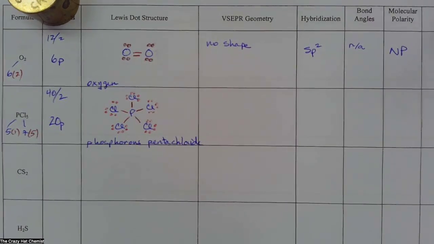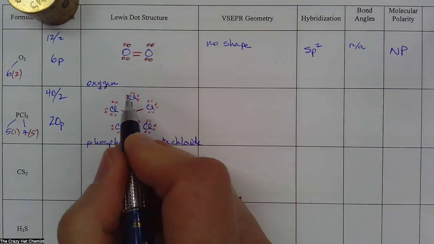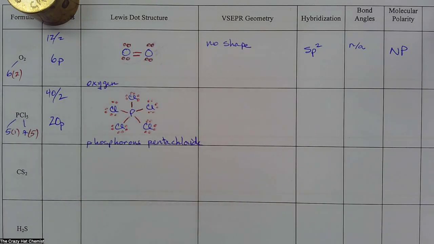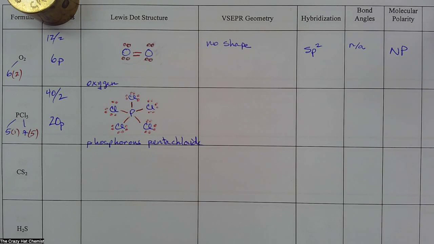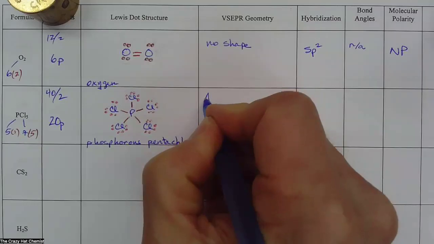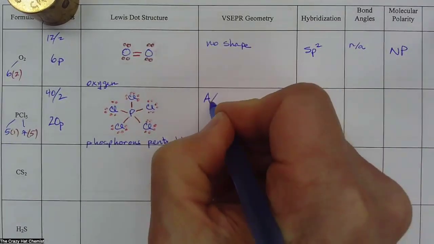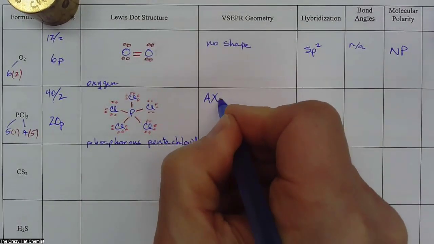Whew. Now circling each chlorine, does it have an octet? It must have an octet. Yes, it does. Circling that phosphorus, does it have at least an octet? Yes, it does. Has it exceeded it? Yes, it has, because it's period 3, and that is okay. No problem. This is A for that central phosphorus, X for each of the chlorines, of which there are 5.